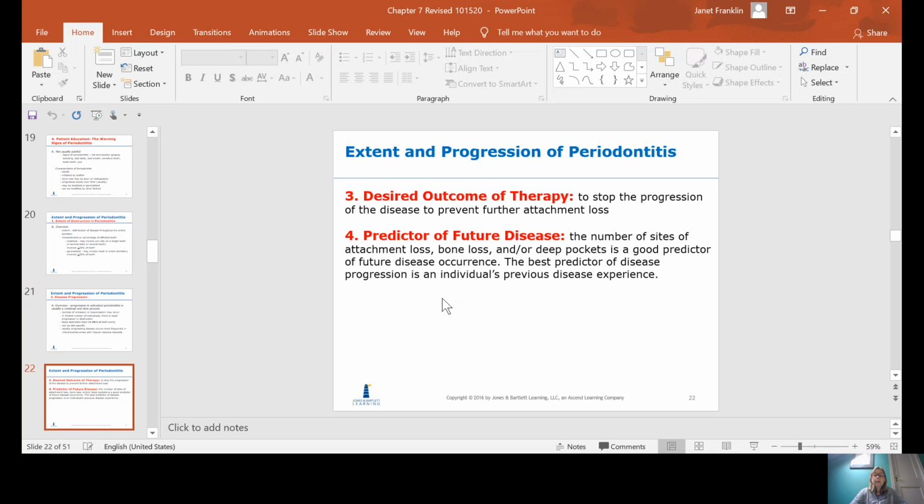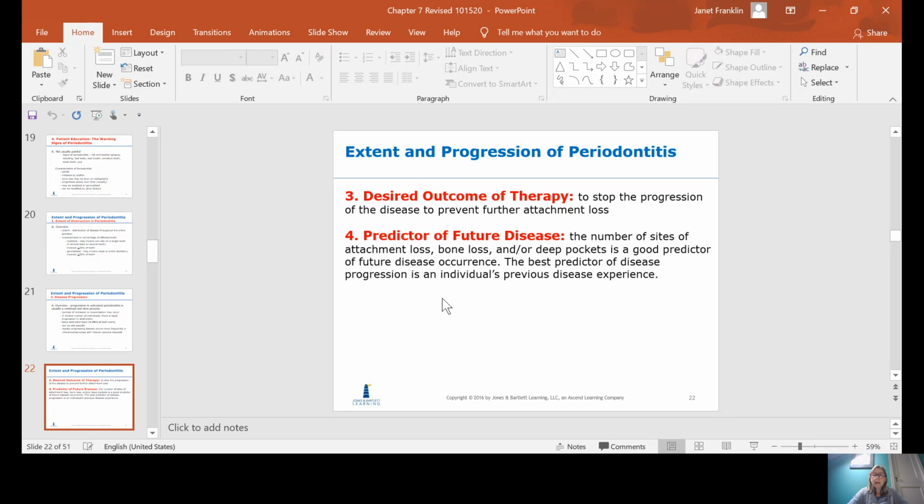So what's the desired outcome of your therapy? To stop the progression of the disease and to prevent further attachment loss. Oftentimes when I ask students, what's your desired outcome? They'll say to remove plaque or to remove calculus. Well, to stop the progression of the disease and prevent further destruction is the most desired outcome.